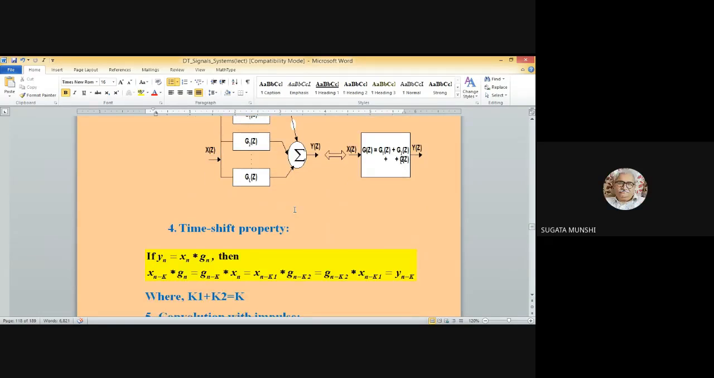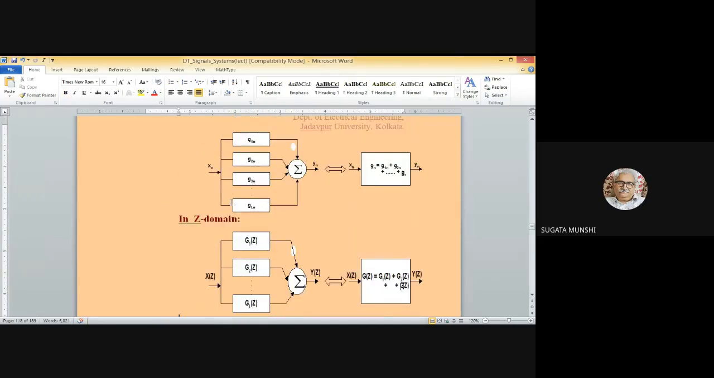Now have a look at the time shift property. Sir, can you go up, please? I haven't completed yet. Yes, sure. Need not hurry. Be comfortable and draw.